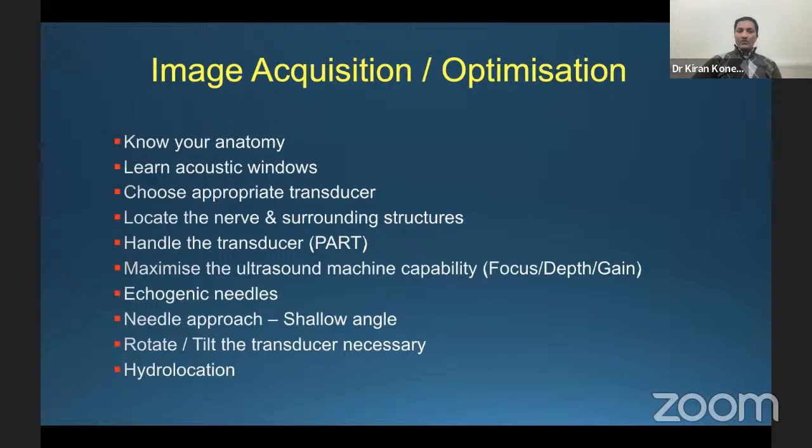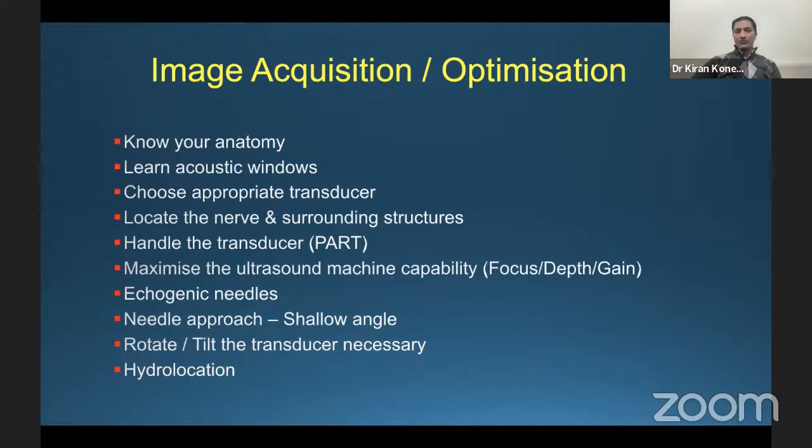When using the needle, always approach at a shallow angle until you see the needle coming into the ultrasound beam area. Otherwise, if you use a steeply angled approach, the needle might cross the target even before you can see it in the beam. So always use a very shallow approach until the needle is just under the probe, so that you can guide it, and then you can change the angle accordingly. Also use rotation and tilt of the transducer as necessary to bring the needle into view.